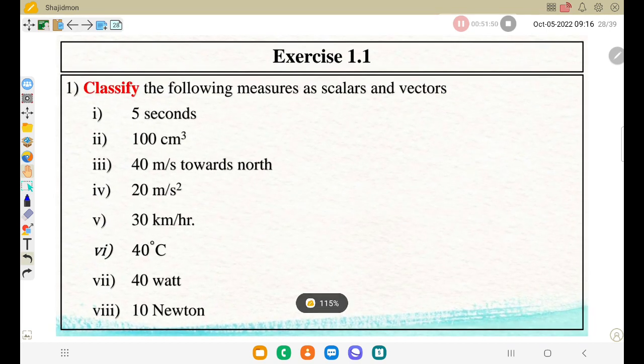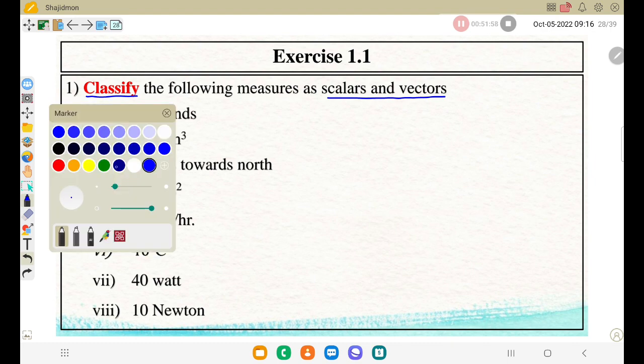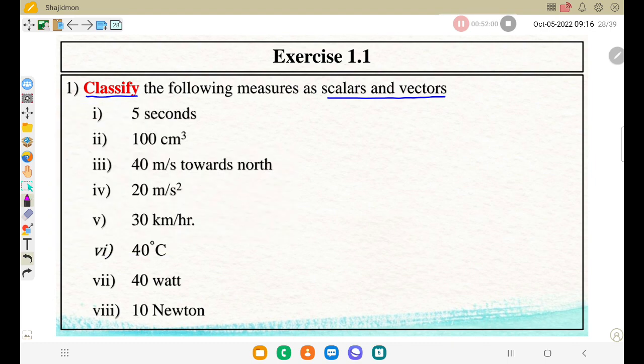Now we will go to the exercise questions from these ideas. Exercise 1.1, first question. Classify the measures as scalars or vectors. Which of the following quantities are scalars and which are vector quantities? This is the first question, scalars and vectors. For example, the first one, 5 seconds. 5 seconds means it is time, correct? Time means which quantity? It is a scalar quantity, correct?